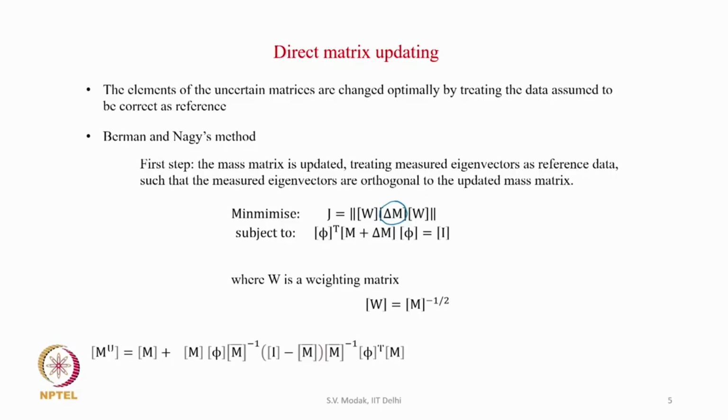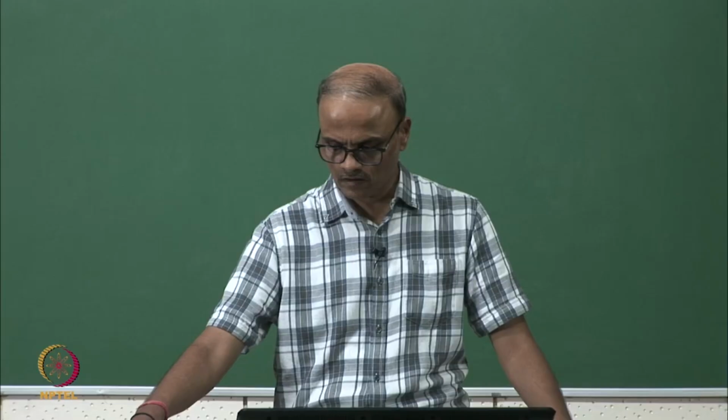You can see here on the left hand side we have M_U, which represents the updated mass matrix, and on the right hand side we have the mass matrix, which is the mass matrix of the FE model. Then we have the measured eigenvector matrix, which is the eigenvector matrix that will come from the modal test, and then we have this matrix m bar, which is given by m bar is equal to phi transpose m phi. Here again phi and m are known, so m bar can be computed. Therefore, from this equation we can now find the updated mass matrix.